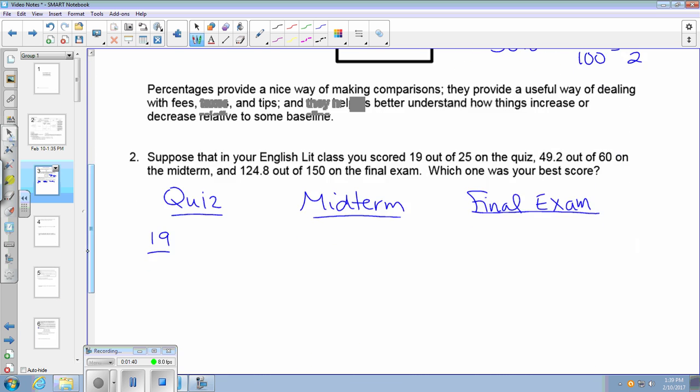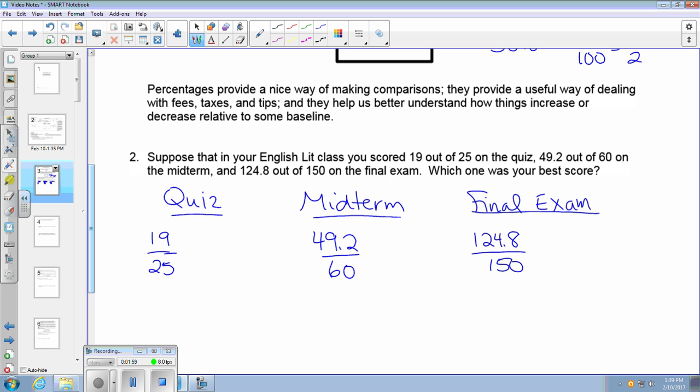I hit the screen over here, 19 out of 25. On the midterm, you had 49.2 out of 60. And on the final, you scored 124.8 points out of 150. So here's the first problem. All your denominators are different, so it makes it hard to compare.